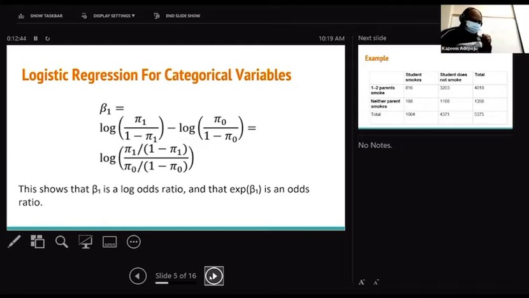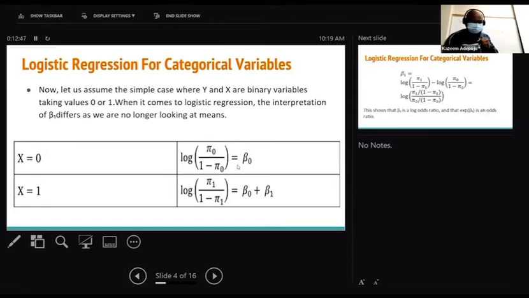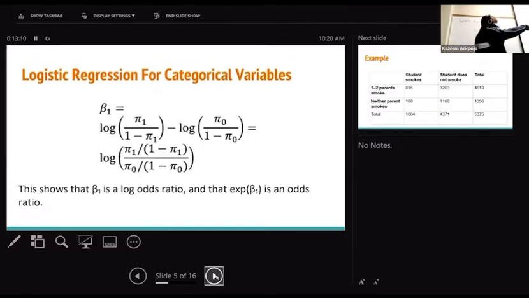So beta 1 is basically going to be, when I subtract this from this, the same thing as saying this minus this. This minus this gives you beta 1, right? Then you do this minus that too. It's going to be this guy minus this guy, and that's all you have here. That's our beta 1. Beta 1 is going to be the log of pi 1 divided by 1 minus pi 1, minus the log of pi naught divided by 1 minus pi naught.